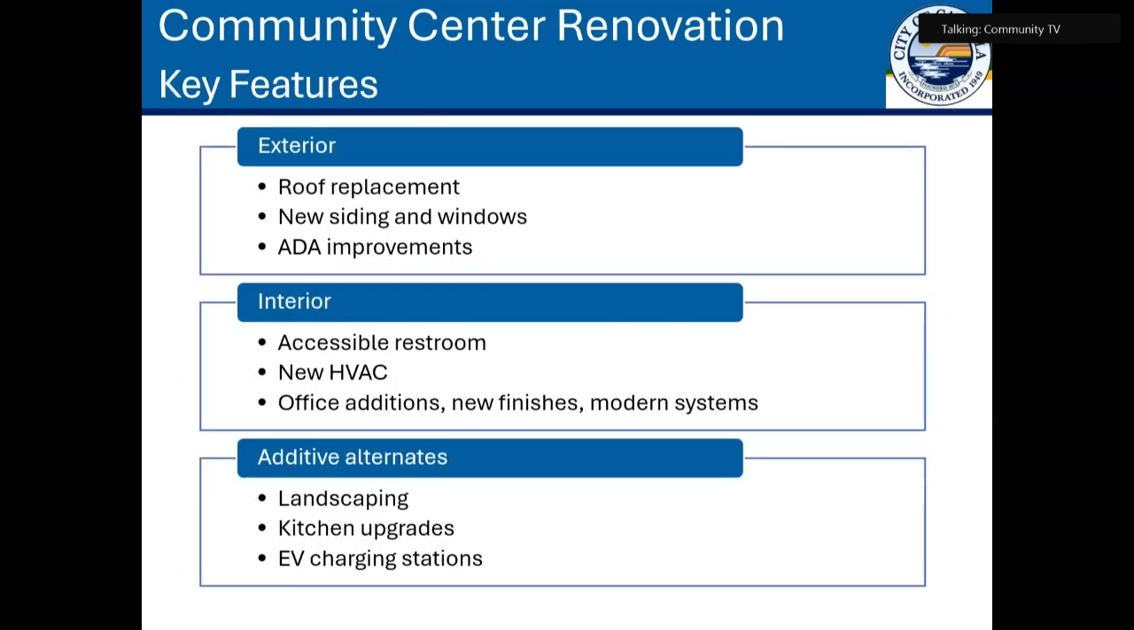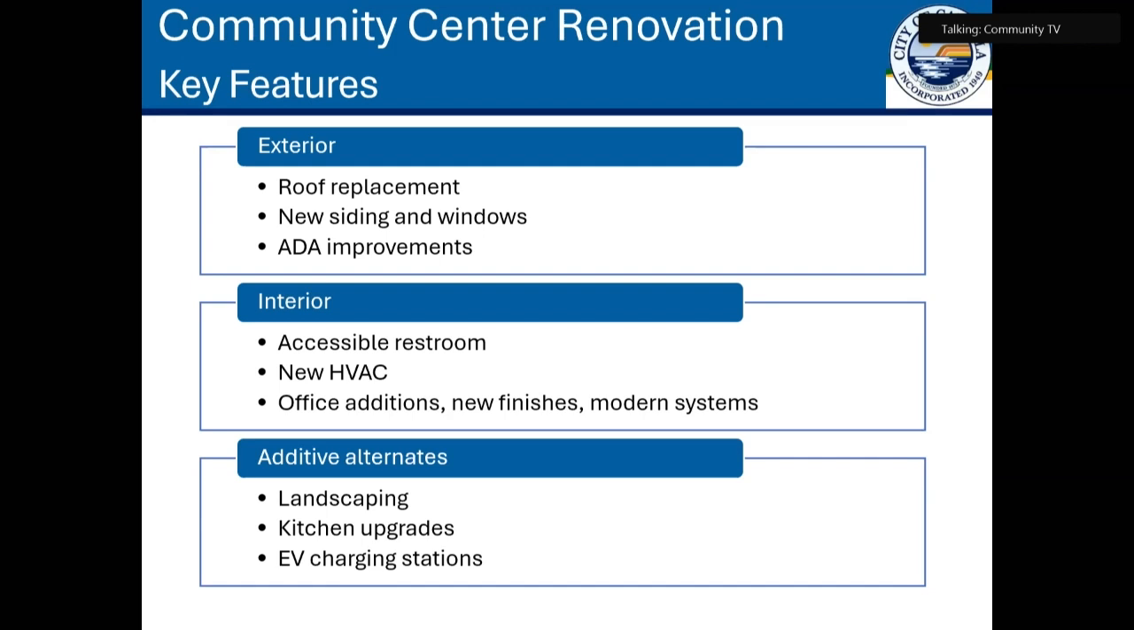So key features of this renovation is a lot of work to the exterior. It has not been, again, renovated since the 1980s. It requires a roof replacement, new siding and windows, and multiple ADA improvements, which include the addition of an accessible single-user restroom. Other interior improvements include a new HVAC system with zones. As you know, there are multiple rooms and configurations for the community center, so having those be able to be cooled and heated individually, as well as the office spaces.